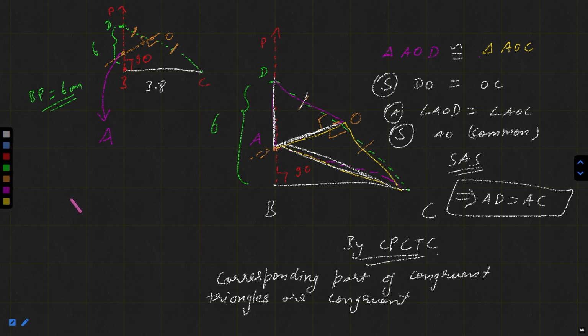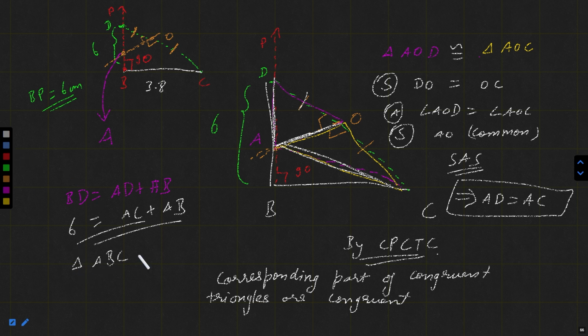If you see, BD is equal to AD plus AB. BD is this whole line segment of 6 centimeter, divided into two parts which may or may not be equal, we don't know yet. So AB plus AD equals 6 centimeter, and we know AD is equal to AC, so AC plus AB is 6 centimeter. Now the triangle ABC, let me use yellow to outline it. So this is our ABC triangle.